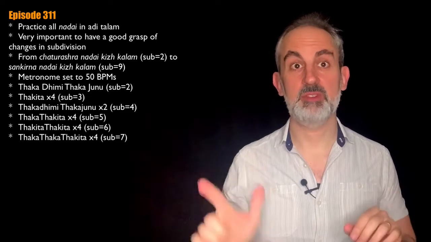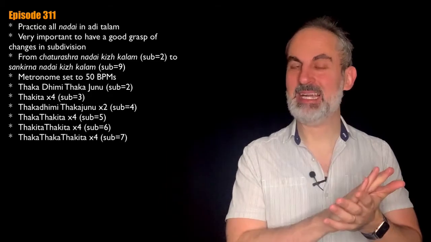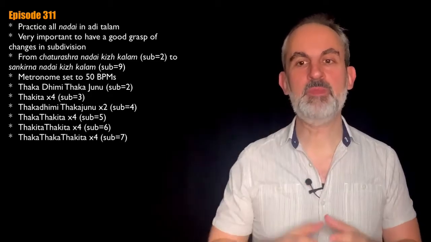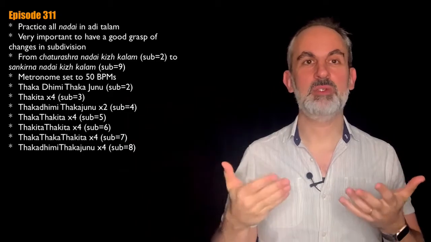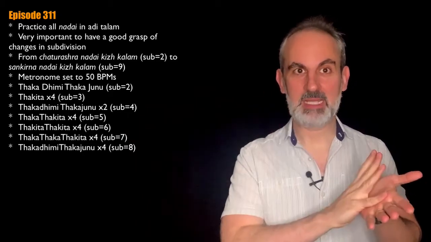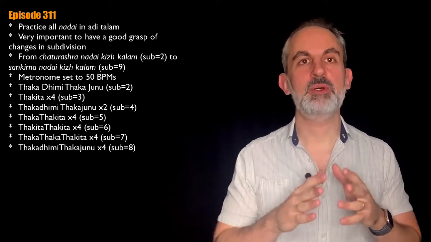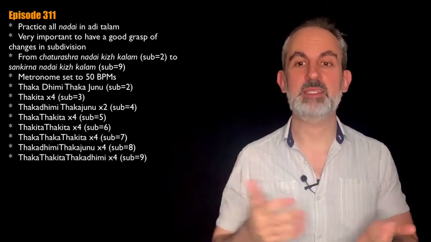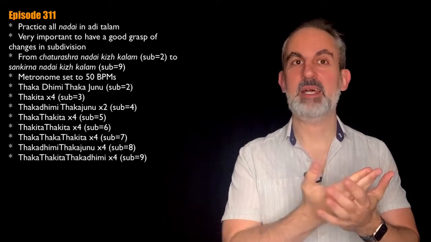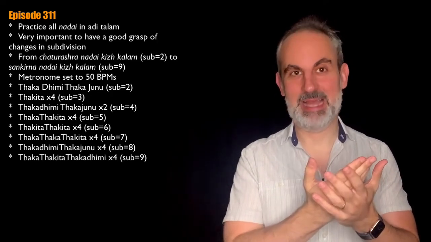And then when we reach the half point of Aditalam, we increase it to a subdivision of 7 that we perform as taka, taka, takita, taka, taka, takita, taka, taka, takita, taka, taka, takita. Then we start the final cycle of Aditalam by performing the subdivision of 8, which is going to be done as takadimi, takajunu, takadimi, takajunu, takadimi, takajunu, takadimi, takajunu. And finally, the last half cycle of Aditalam is going to be in a subdivision of 9, and we perform it as taka takita takadimi, taka takita takadimi, taka takita takadimi, taka takita takadimi.